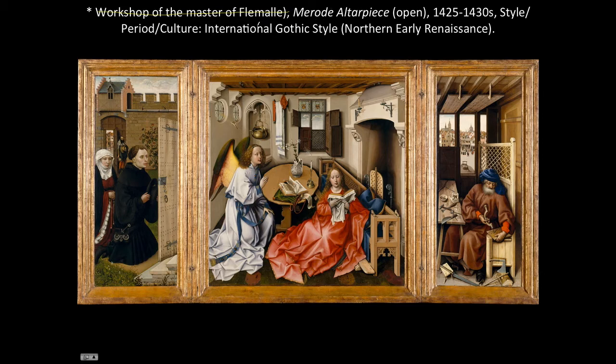But I do want you to know that this is the Merode altarpiece, and I do want you to know that it's either International Gothic style or Northern Early Renaissance. You can call it either or. This should really be a review for you at this point: what stylistically places this piece in the International Gothic or early Northern Renaissance style?